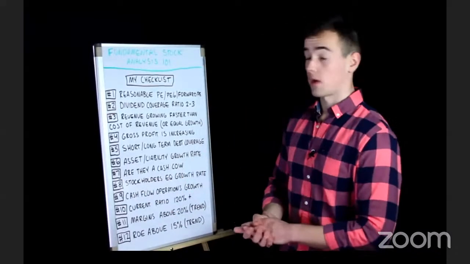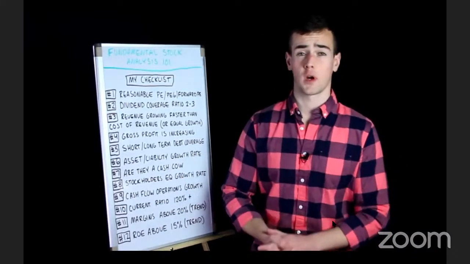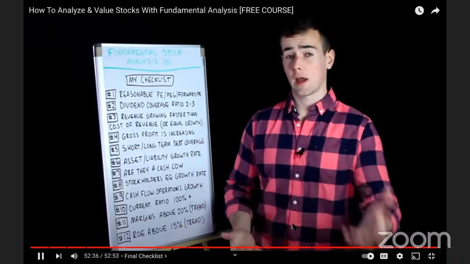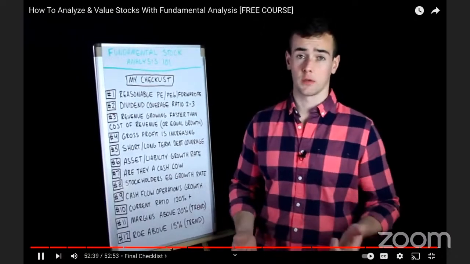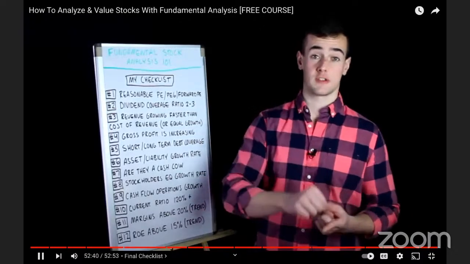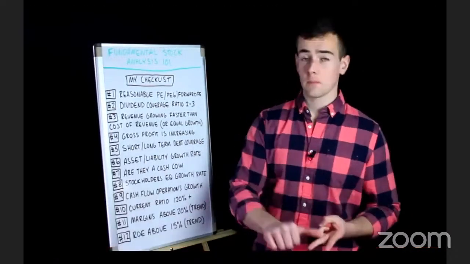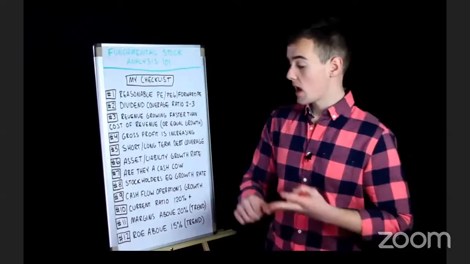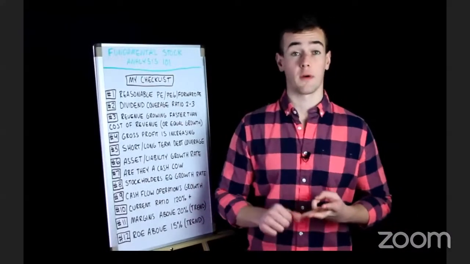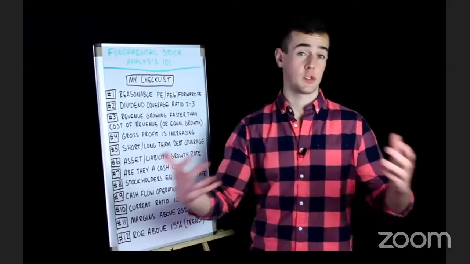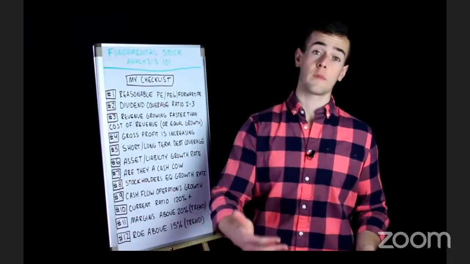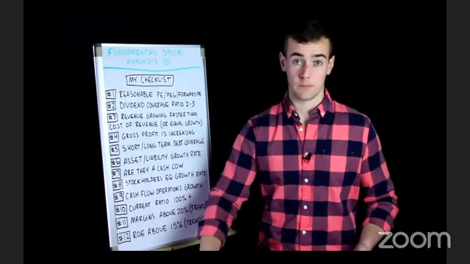Number 11, I want to see margins in general above 20% for a growth investment. And I also pay attention to the trend. I look at the last couple of years and I see, are margins consistent? Are margins growing, or are margins declining? And number 12, I want to see a return on equity above 15%. And once again, what is the trend with this? Is return on equity growing, consistent, or shrinking?